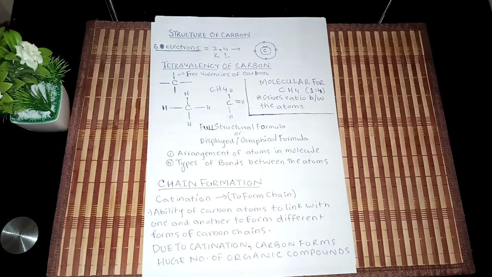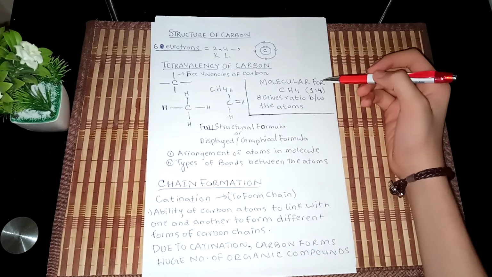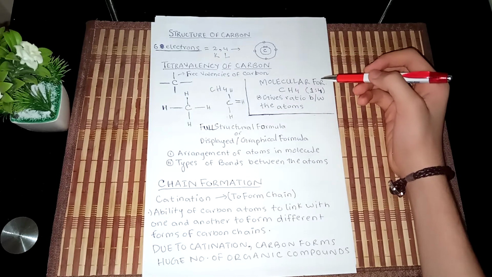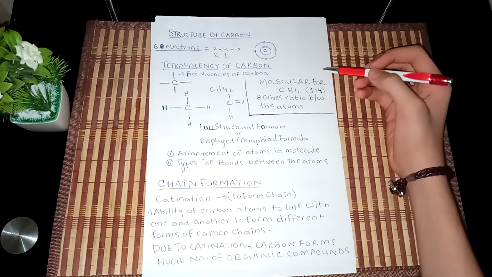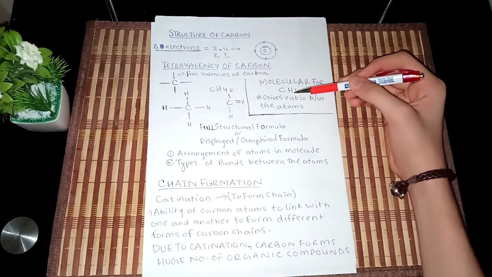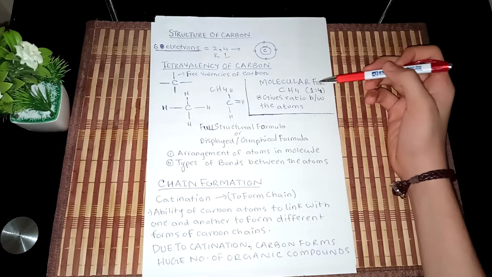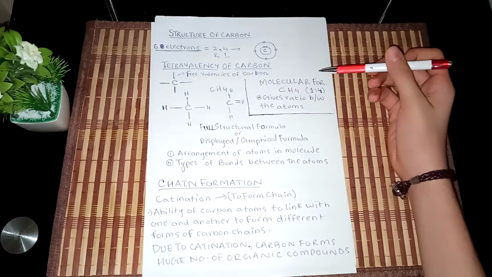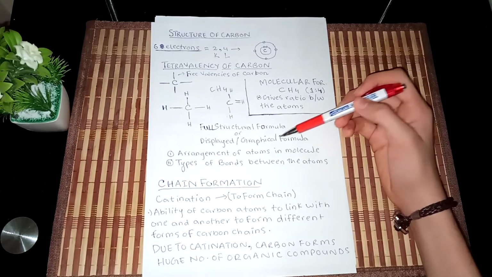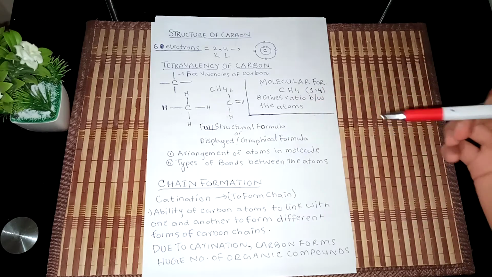So moving on, if we use molecular formula, it only tells us about the ratio between the atoms. Here it is methane, CH4. If we have 1 carbon atom, then we have 4 hydrogens. It only tells us the ratio. So this full structural formula is more beneficial, it's more important, and it gives you more information.